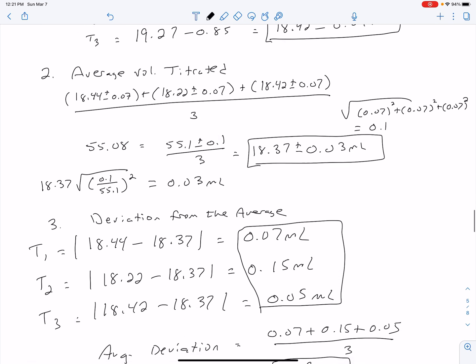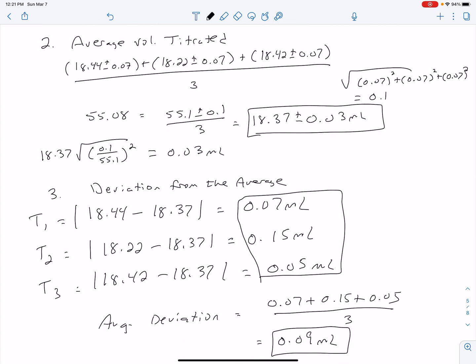To find my deviation from the average, I just took my calculated value, my volume titrated, and subtracted that from the average of the trials. Even though some of these may be negative, I took the absolute value, so they're all positive. Notice no plus or minus values with these. This is a precision. So I got how far I deviated from the average: 0.07, 0.15, and 0.05.